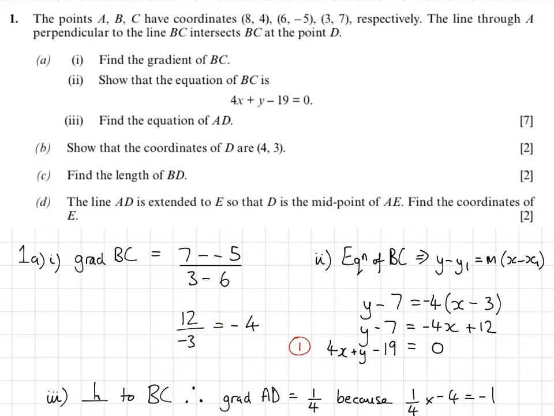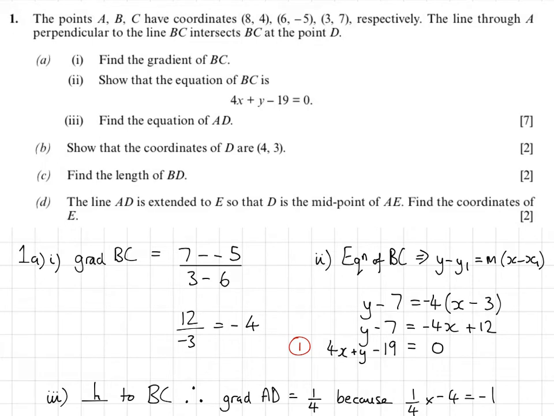To find the equation of BC for the next part, I use the formula y minus y1 equals m(x minus x1), and I substitute those values into that formula. I can either choose B's coordinates or C's coordinates, and I decided to choose C's coordinates because neither of them were negative, so I felt that made it slightly easier not having to worry about minus signs when I was subbing in. So I had y minus 7 equals minus 4(x minus 3), and then I expanded that and got it in the form they wanted here.